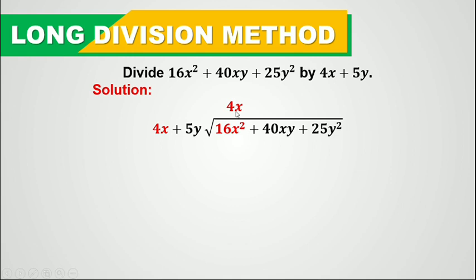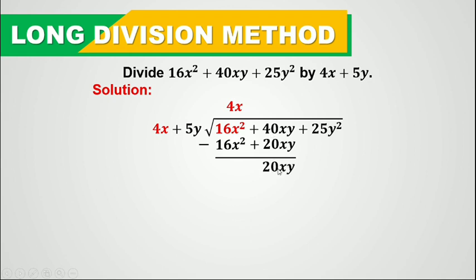And then we're going to multiply the answer to each of these terms. So 4x times 4x, that's 16x squared. And then 4x times 5y, that's 20xy. And then after that, we're going to subtract them. So 16x squared minus 16x squared, that's 0. We do not need to write 0 anymore. And then 40xy minus 20xy, that's 20xy.